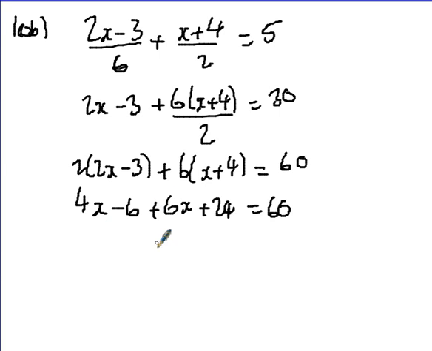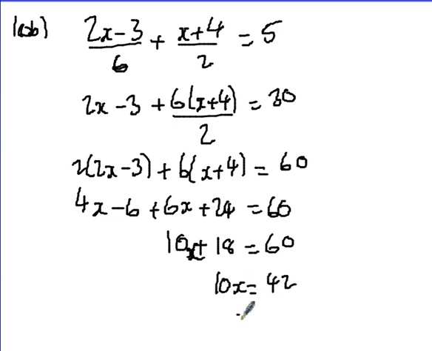Collect your terms together, so you get 10x there, sorry, minus 6 add 24 is 18. Take your 18 off, so you get 10x equals 42. So dividing through by 10 then, you get x is 4.2.